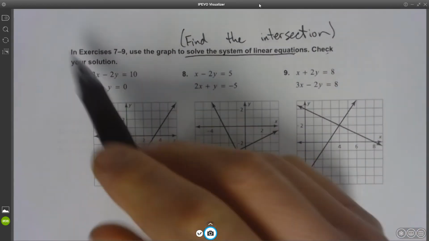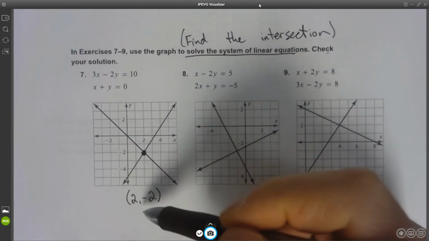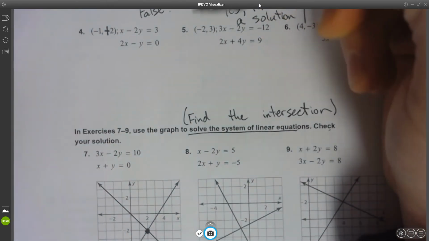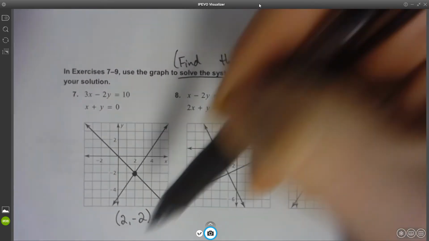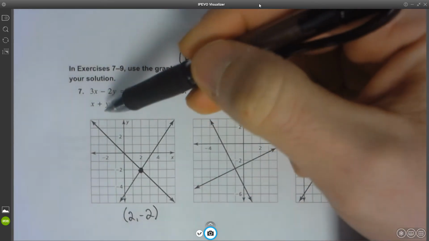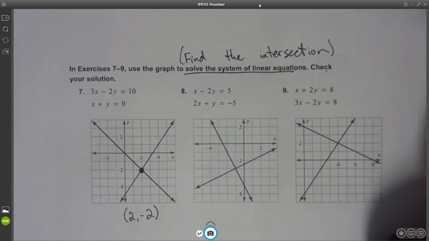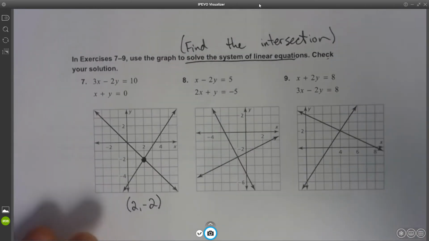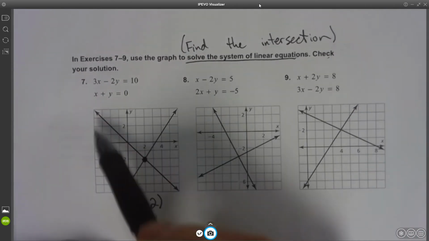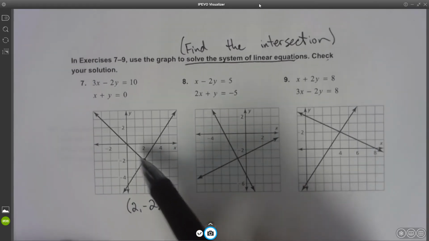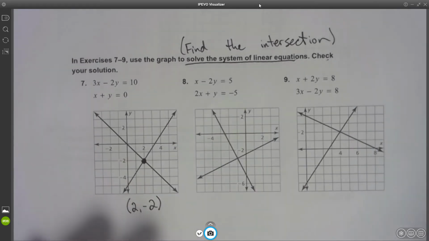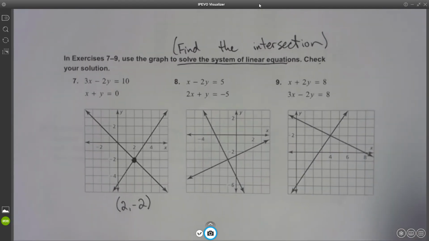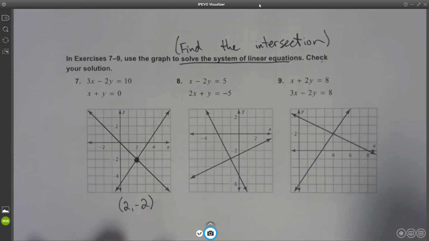When it says check your solution, that means we could go back up to what we did here and substitute that point (2, -2) into both equations to double check that it works. That's more a step you'd want to do when you've made the graph by hand. When they give you a graph, you can assume that these lines are all accurate. So try the next two. Make sure you're putting the x coordinate first.